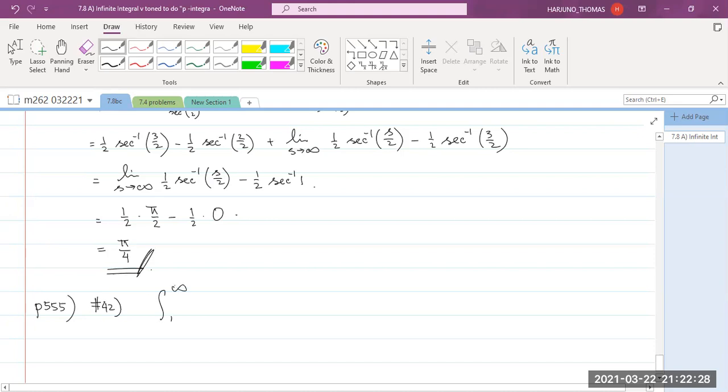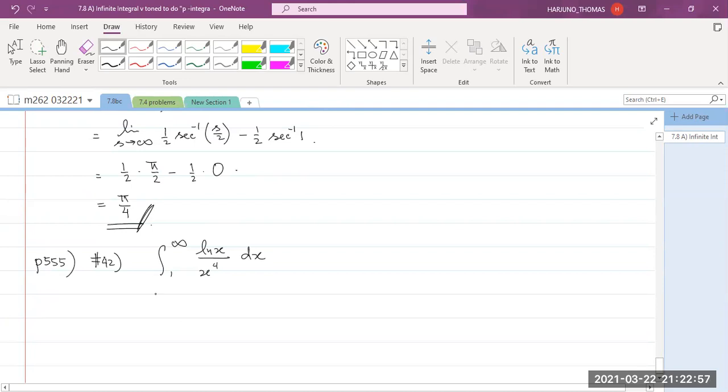Integral from 1 to infinity of natural log of x over x to the fourth dx. The question is evaluate or show that it is divergent. Is it convergent or divergent? And if it is convergent, find out what it is. So this is equal to the limit as t goes to infinity of the integral from 1 to t of natural log of x over x to the fourth dx. Now what?